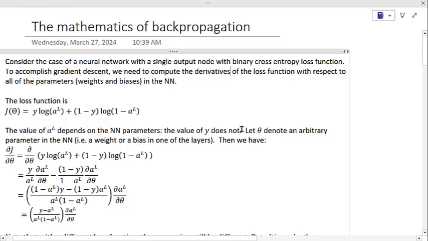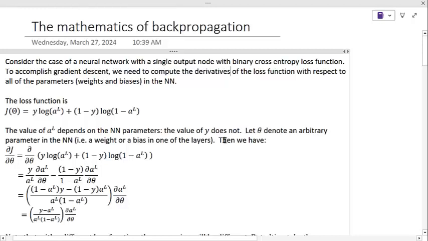So here I'm just going to ignore the superscript and subscripts for now, just for simplicity. So theta will denote an arbitrary parameter. So this will denote a bias or weight in one of the layers. Later on, I will give the superscript and subscripts for this theta. But just to get the form of the derivatives, I'm going to use this generic theta to indicate weights.